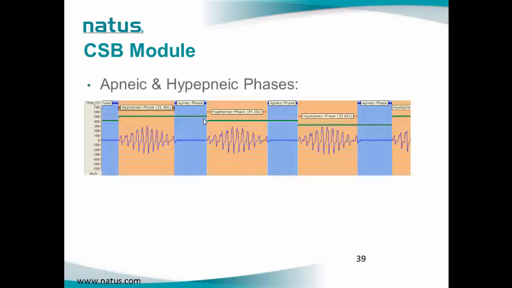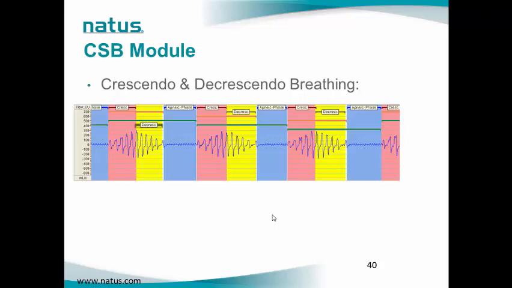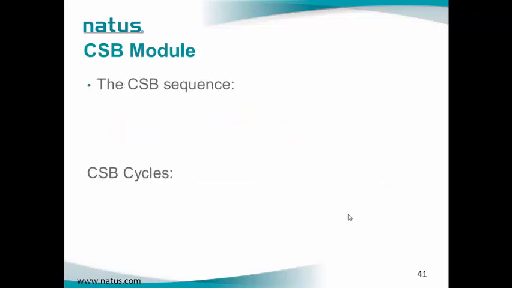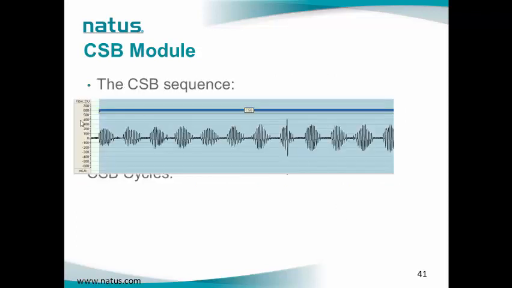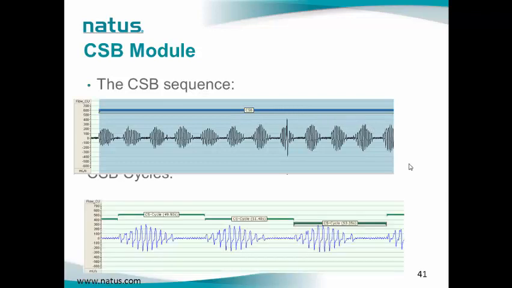These are the apneic and hyperapneic phases, automatically detected. Crescendo and decrescendo patterns of breathing. Sequence of a CSB. And the cycle length. So it's a time-saving approach that can really help you identify those pathological forms.